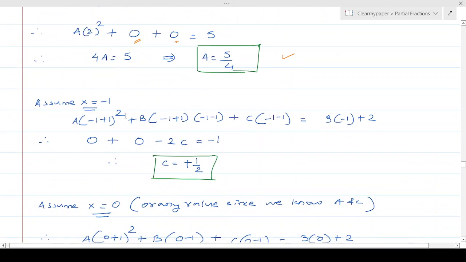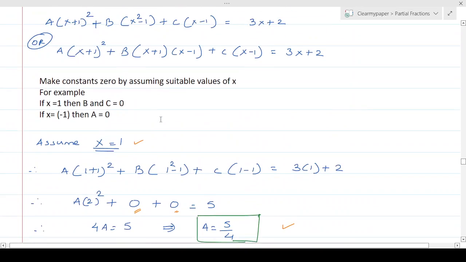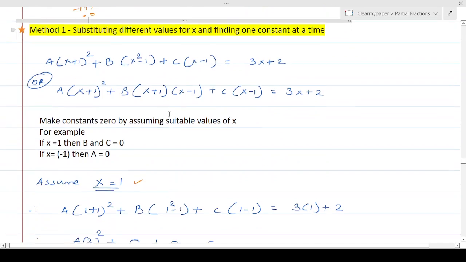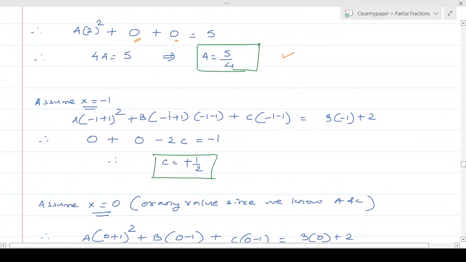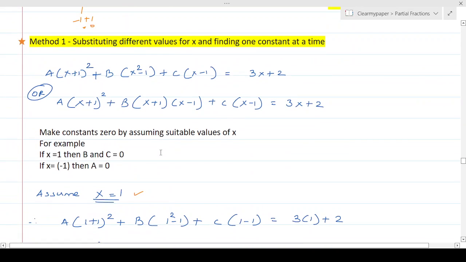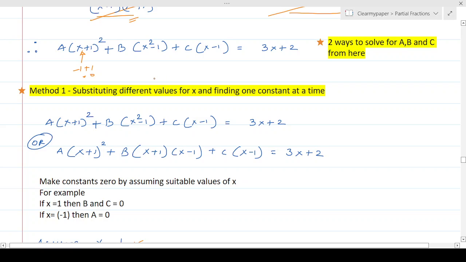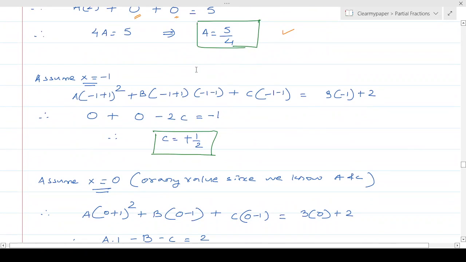And if you assume x is equal to -1, let's see what happens. Then over here, this will become -1 plus 1, and this will become 0. So that way we eliminate A completely. We eliminate A, and we eliminate B also, because over here, x minus 1 square, it will become 1 minus 1. So we eliminate B also. So we get the value of C.